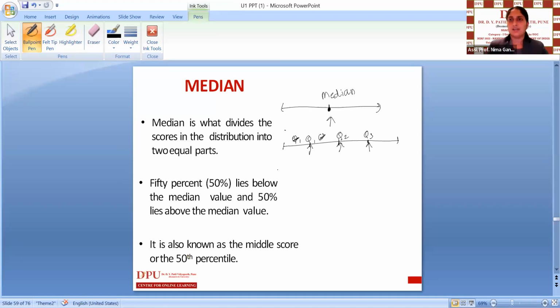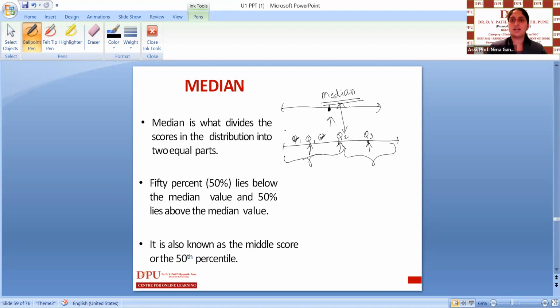When you are dividing into 2 equal parts, you're dealing with the median. When you are dividing your data into 4 equal parts, you're dealing with the quartiles. When you are dividing your data into 10 equal parts, you will need 9 points, and those are your deciles. Similarly, if you want to divide your data into 100 equal parts, you will need 99 percentiles, and the 50th percentile is your median. So here also, if you see, this part is equal to this part. So your Q2 is equal to the median.